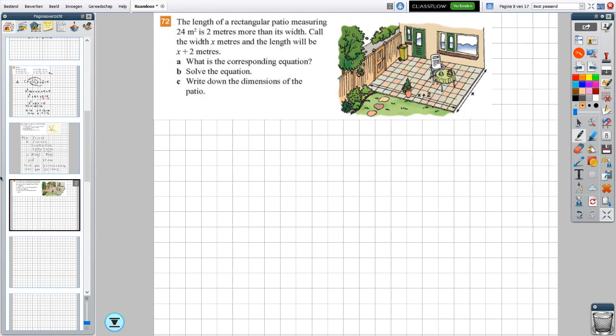Hi everyone, we're going to take a look at 72 today. Hey, at 72 they give us a practical situation, something that can also occur in daily life, right?